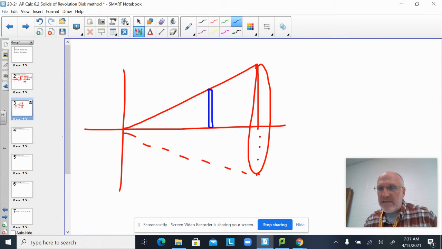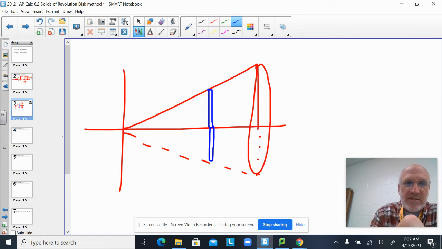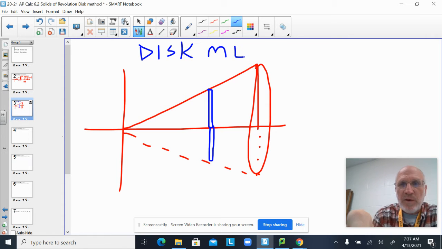If I take that blue rectangle and I rotate just a rectangle around the x-axis, that looks like that. It's a three-dimensional disc. It's a cylinder. Think of it as a coin, if you will. So the cross section is a disc. The book calls this the disc method, and for today, it's the only method we know.